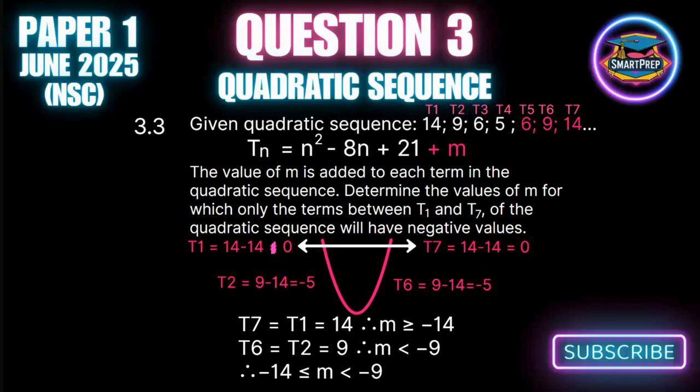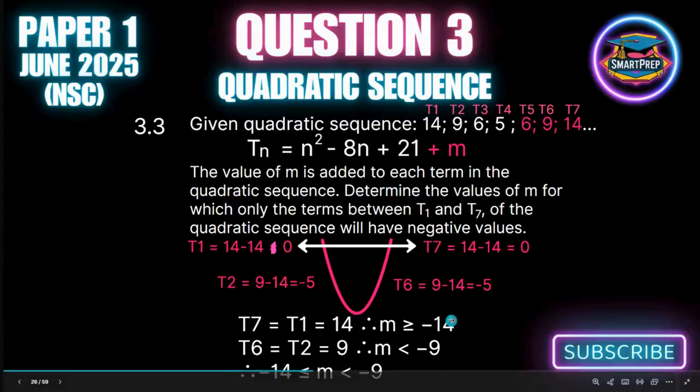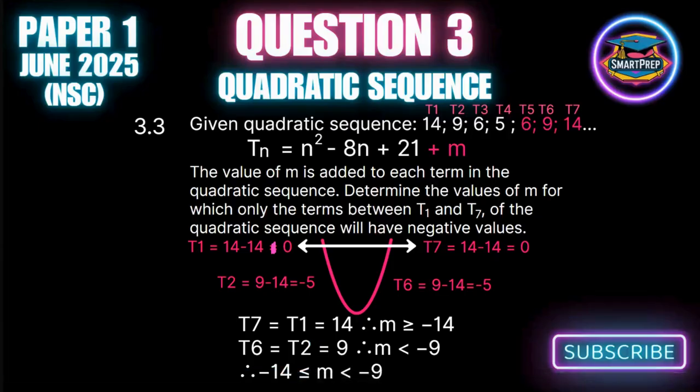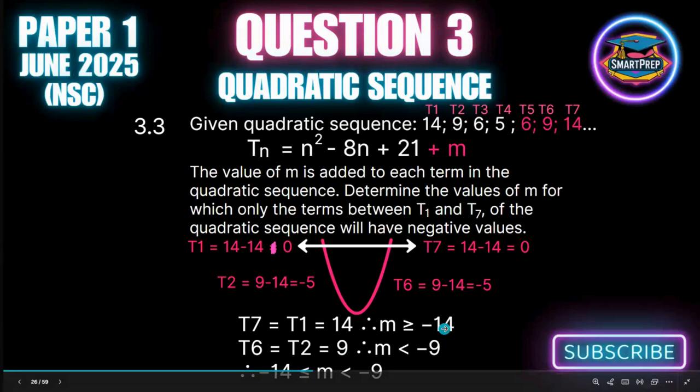That should make sense. Comment below if it doesn't. And then t6 equals t2 is 9, and so m must therefore be less than negative 9. And so we can just write that as m is between negative 14 and negative 9. Notice the greater than or equal to sign again for the negative 14, because it can be minus 14, because that would make t1 and t7 0, which is still not negative.